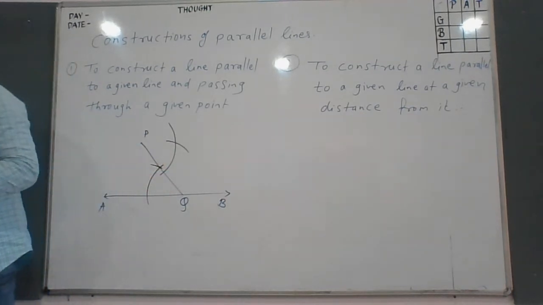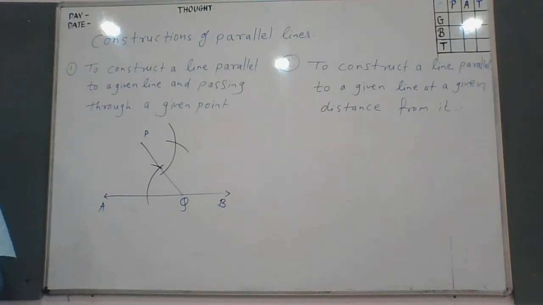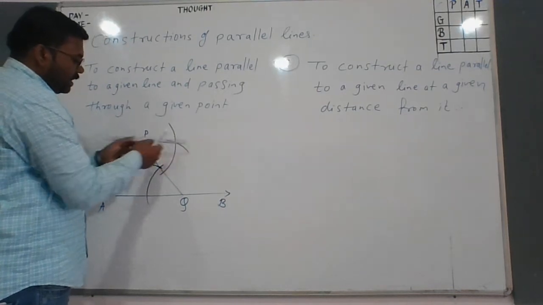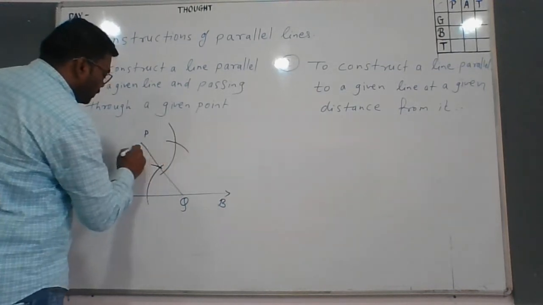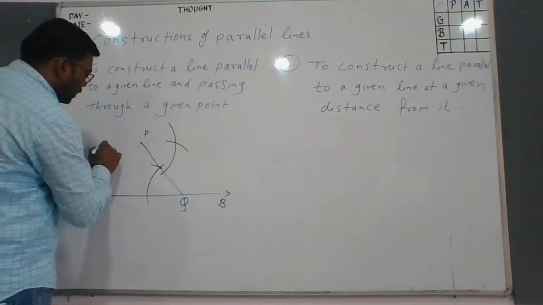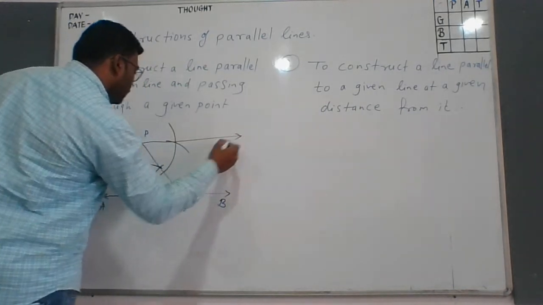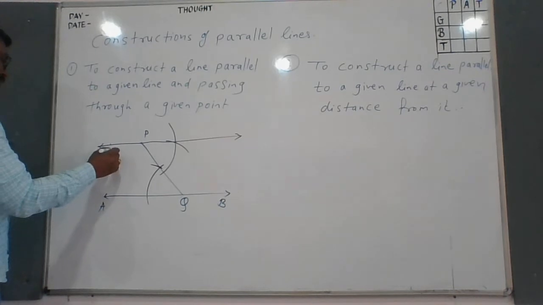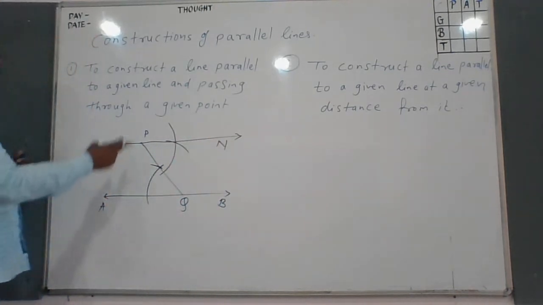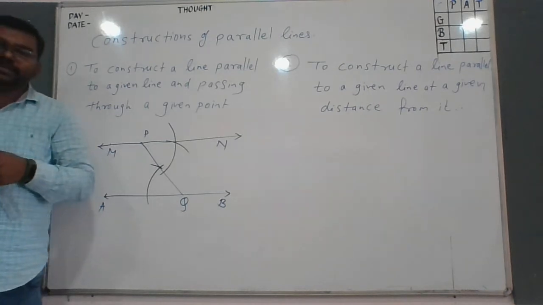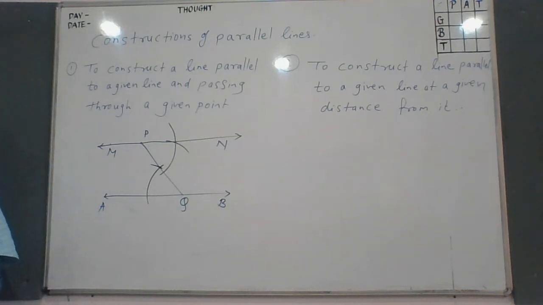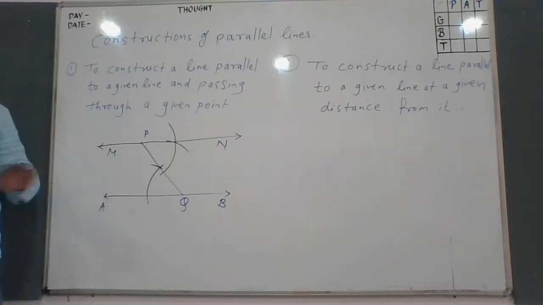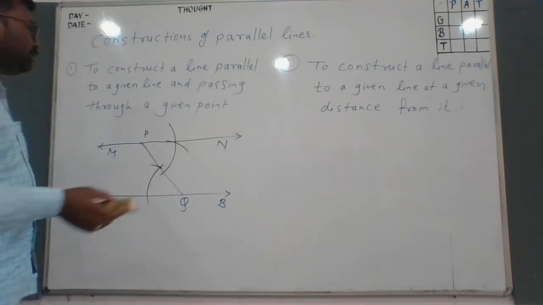Okay? So in that way, with the help of the scale, when we keep the scale on the point P, these two are in a straight line. So let us join this with the help of the scale. We will join the point P and the point of intersection with the help of the scale. Then we get a parallel line. MN is a parallel line which is passing through the point P. Okay. So this is our first construction. Point P was given to us and we have drawn the parallel line to the line AB which passed through the point P. Okay.